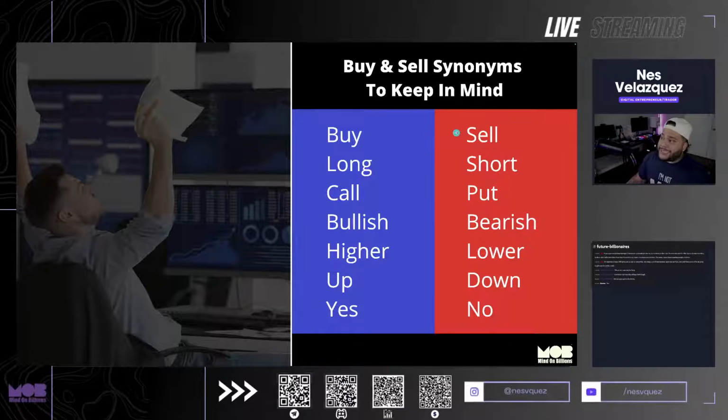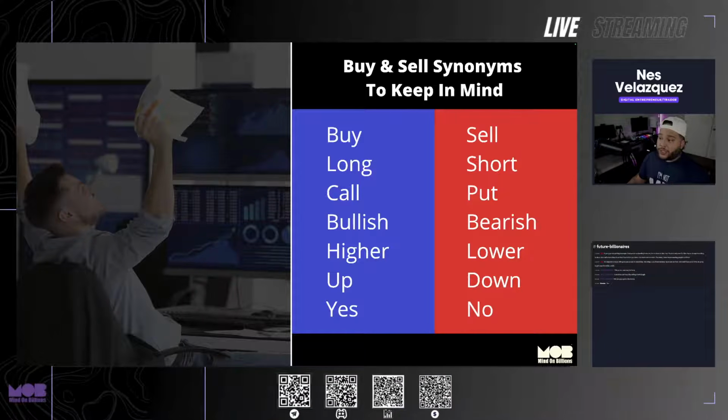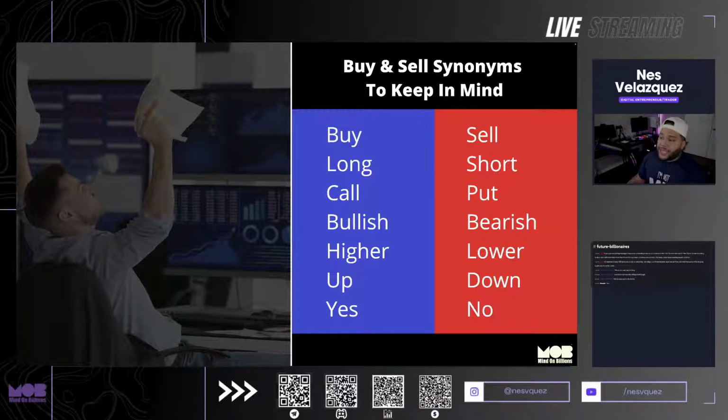So sell means the same as short, put, bearish, lower, down, no. There are some brokers that just use yes or no. For example, Nadex. It'll ask you a question. Placing a trade is basically you answering a question: is the market going to be higher than this point? If the answer is yes, that's a buy. If the answer is no, it's a sell.